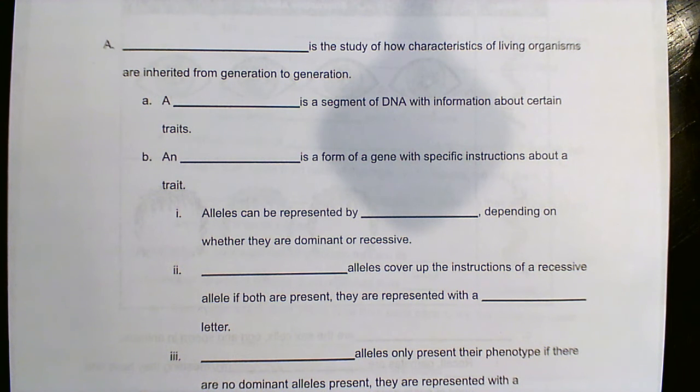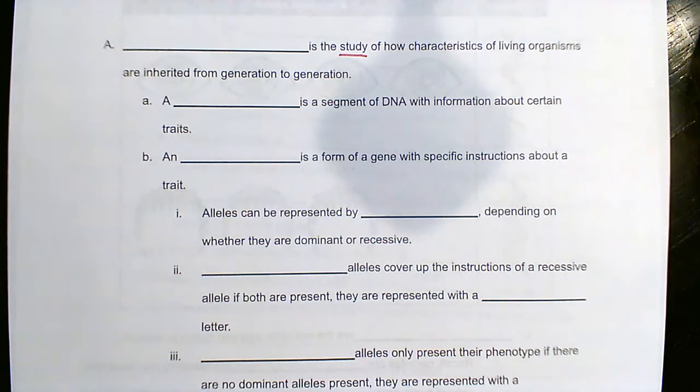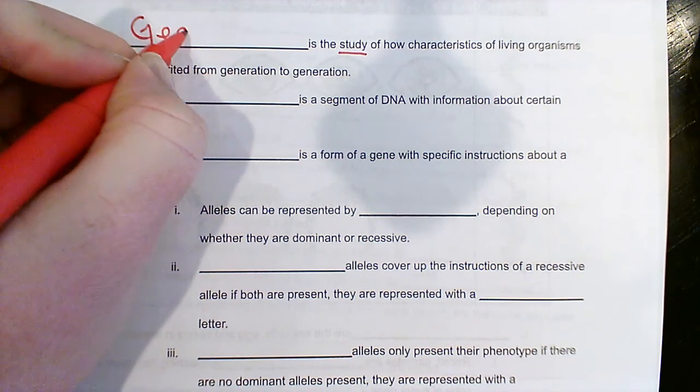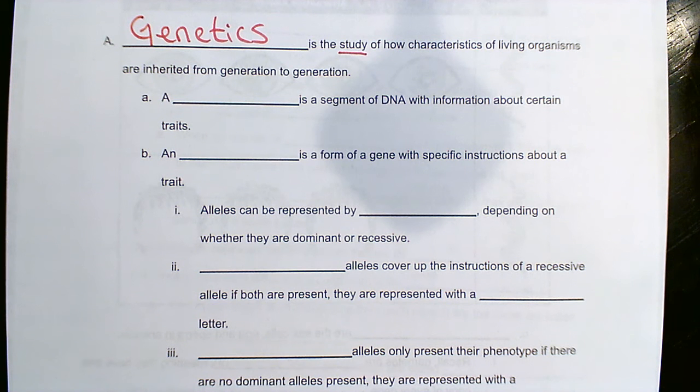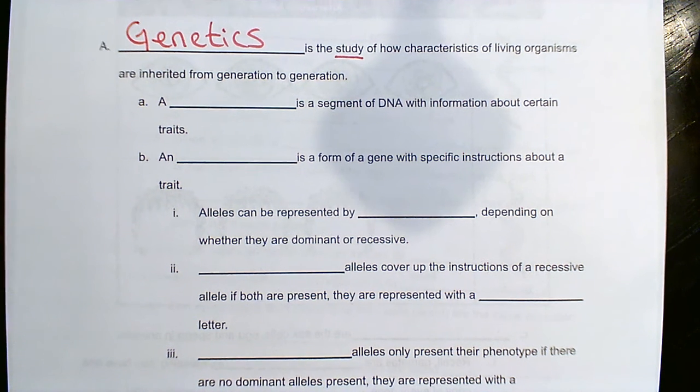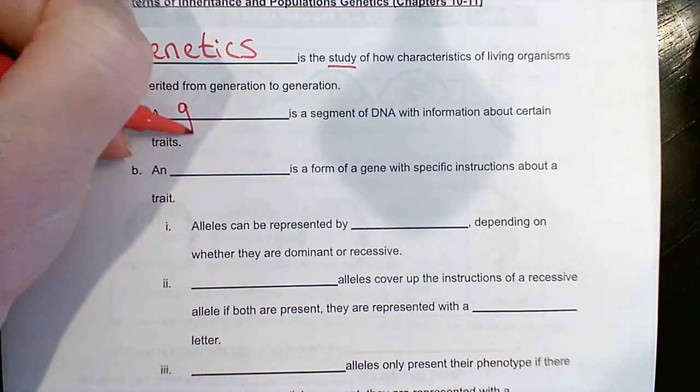Alright, so the study of how characteristics of living organisms are inherited from generation to generation. Since we say study, the answer is not heredity, but rather genetics. So the study of genes and how those cause traits to be passed on. When we're talking about genetics, it got its name from this, which is a gene.